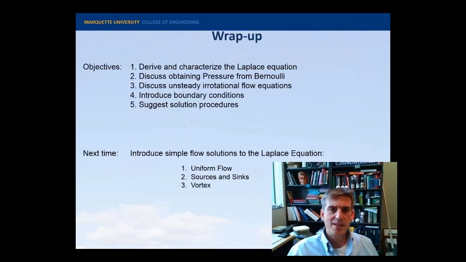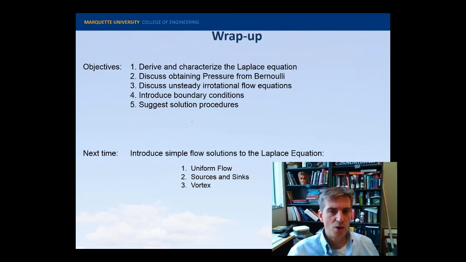All right, so to wrap things up here, we derived and characterized the Laplace equation. We discussed how we obtain pressure from the Bernoulli equation. We discussed unsteady irrotational flow. And I introduced the boundary conditions, and I ran through a quick example using separation of variables as to how to get a general solution for the Laplace equation.